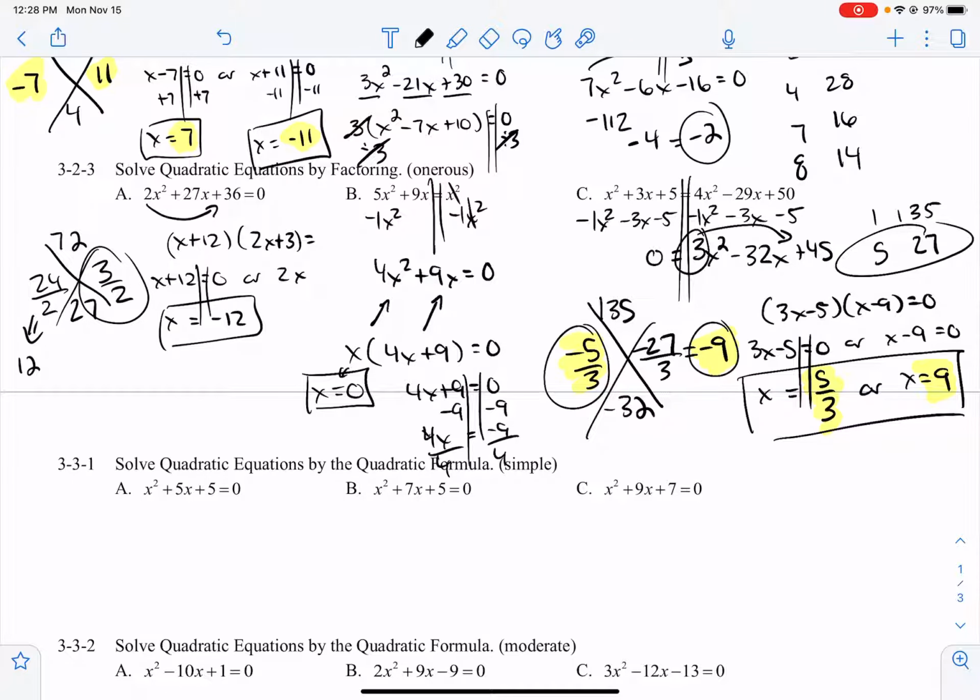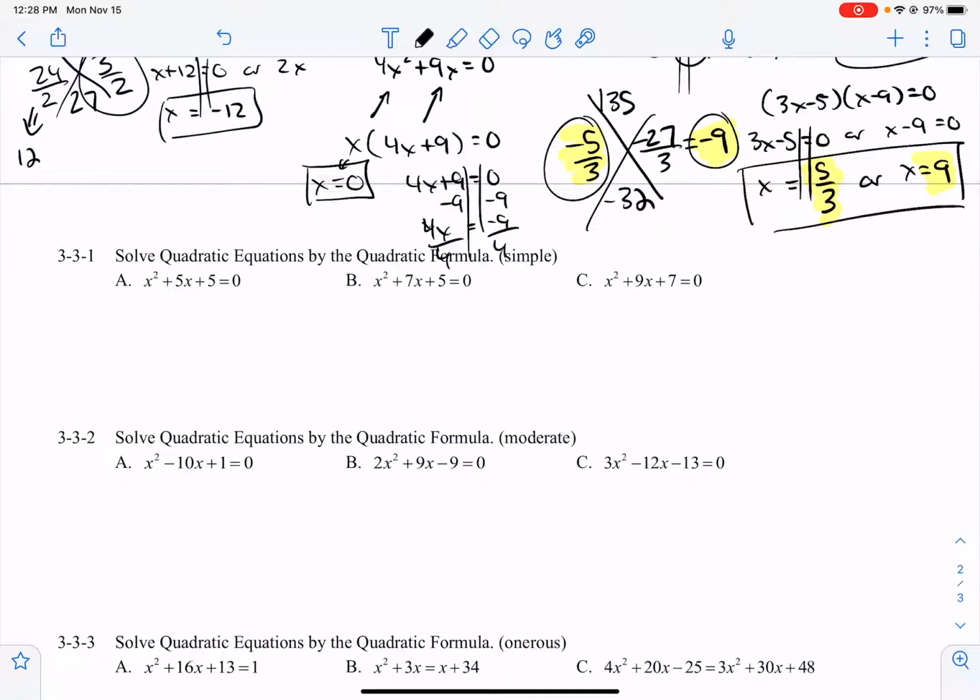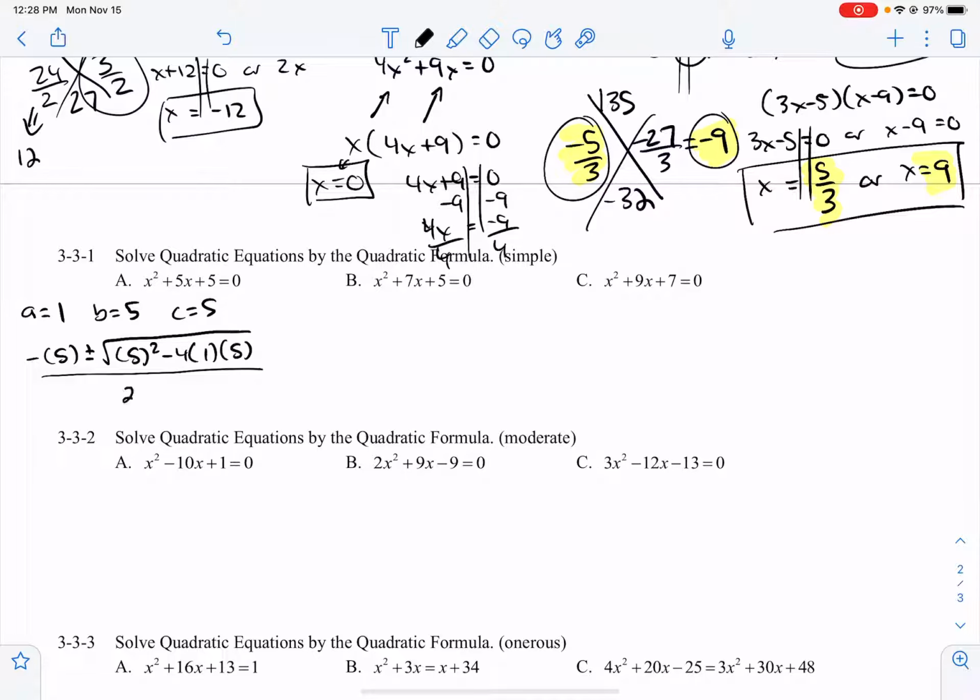Okay, fun ones now. Quadratic formula. We like the quadratic formula because it works all the time. So we start by saying A is equal to 1, B is equal to 5, and C is equal to 5. And then I plug those in. Negative 5 plus or minus the square root of 5 squared minus 4 times 1 times C, which is 5, all divided by 2 times A, which is 1.